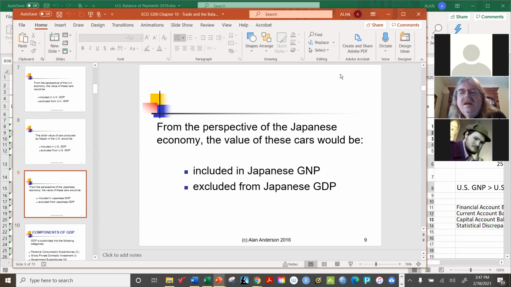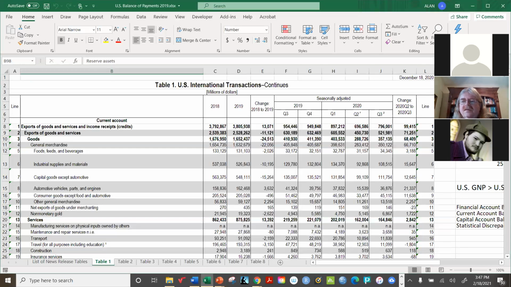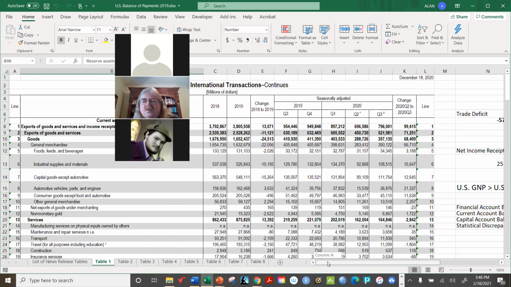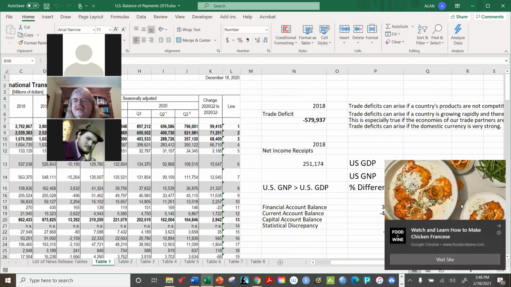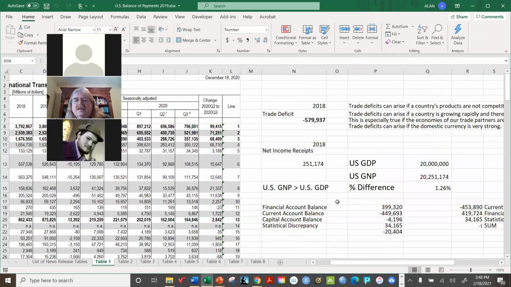Okay, so with all four of those examples, both examples from the perspectives of the different countries, hopefully this is very clear now. Now, it turns out that for some countries like the United States, whether you calculate GDP or GNP, the difference is extremely small. In fact, if you look at this document, which we'll look at again next week, I did some calculations for the year 2018, and I determined that the GNP was 1.26% larger than GDP.